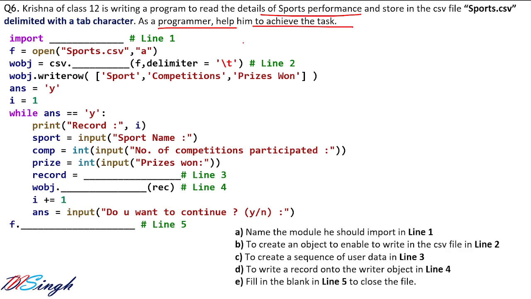And what are the questions being asked? Name the module that should be imported at line number 1. Which module? CSV module. This is a file handle associated with sport.csv opened in append mode. And here we are making an object of writer. So here what will I write?